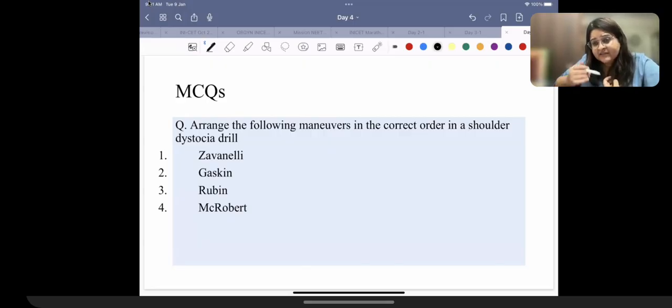If the cord is outside the vagina, same thing, Soumya. Many times it is outside the vagina, दिख रहा होता है.